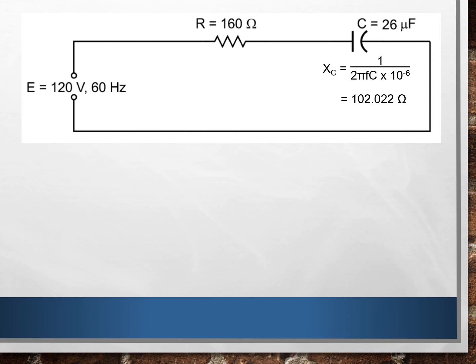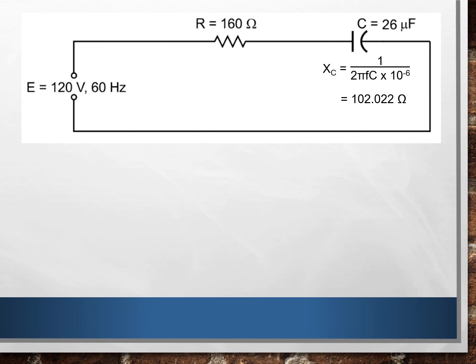So with this formula, with the 10 to negative 6, I can just put in the 26 instead of 0.000026. Just a small adjustment to my formula helps me out with my calculations. As long as you understand why it works, go ahead and use it.